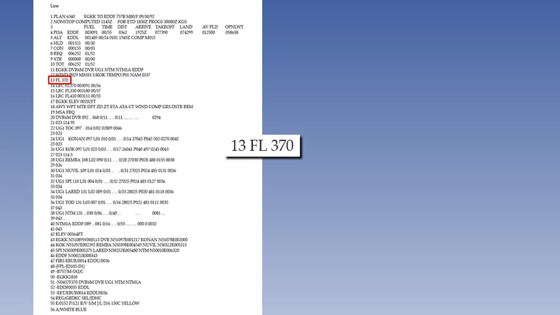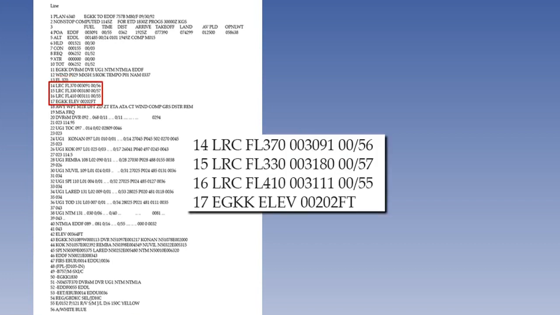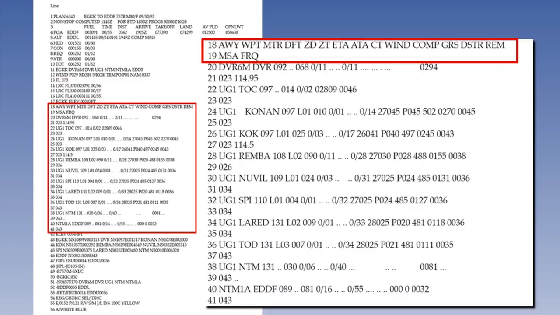The level 370, shown in line 13, is the preferred flight level for the cruise. Lines 14 to 16 compare the fuel consumption and route times for flight levels 370, 330, and 410, and line 17, the airfield elevation of Gatwick of 202 feet.